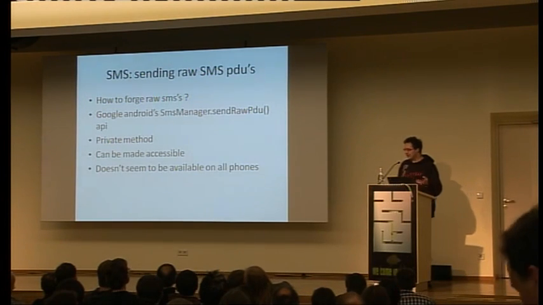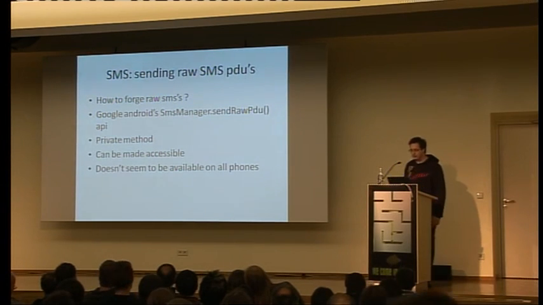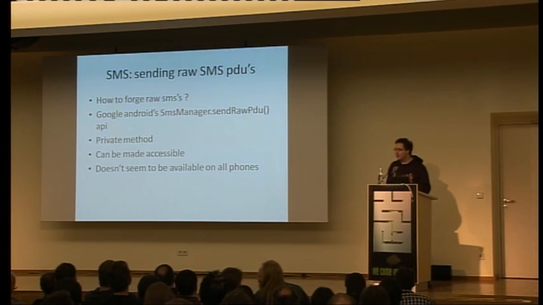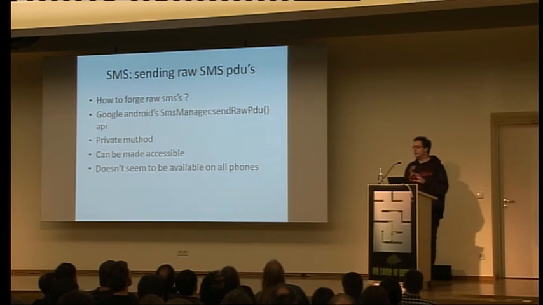So how do you actually get the thing to send raw SMS PDUs? It's not really documented, in the sense that the phone makers don't want you to do it, but they don't go that far out of their way to prevent you from doing it. They're not going to give you a documented API to do it, but if you really want to, it's not that hard.